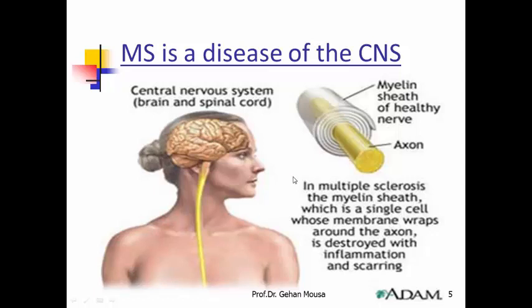This tract is liable for destruction of the coverage sheath. This is the normal axon. The normal axon is wrapped with a myelin sheath. In MS, there is inflammation occurring to this myelin sheath, resulting in its destruction, which affects the conduction of impulses that pass along this nerve.